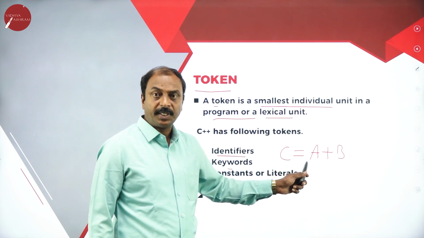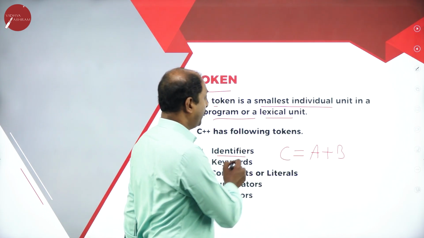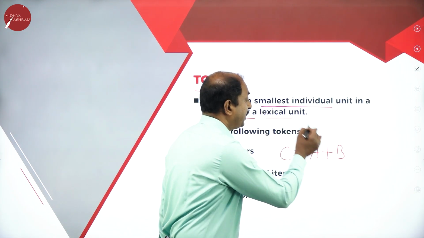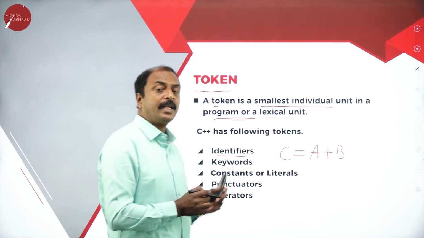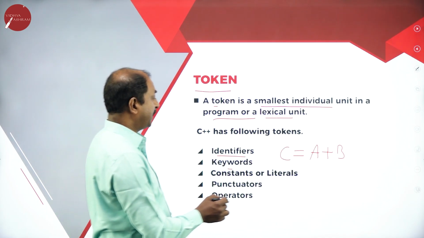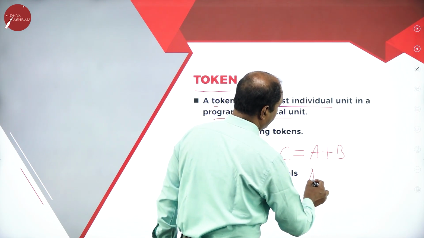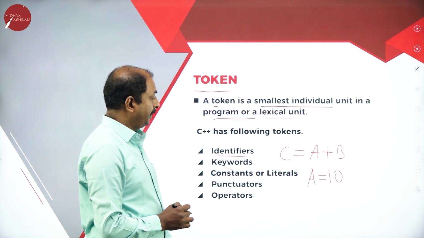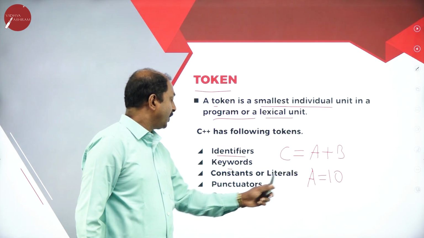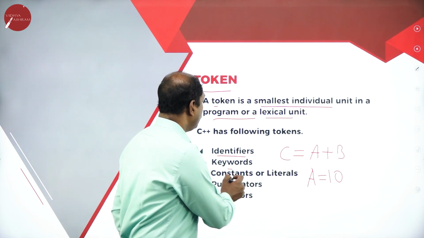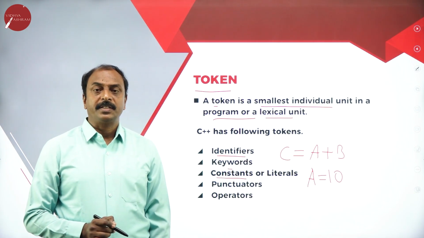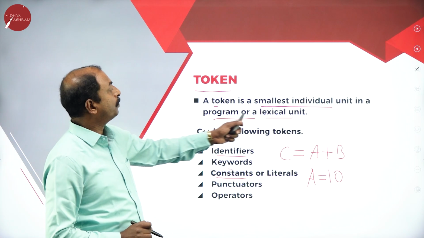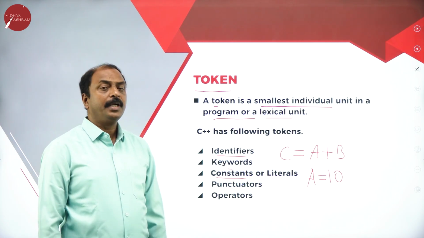That is why it is referred to as the smallest individual unit in a program. In this statement, C is an identifier, equal to is an operator, A is an identifier, plus is an operator, and B is an identifier. Suppose I write another statement like A equals 10. In this example, A is an identifier, equal to is an operator, and 10 is called a constant. So these are different tokens we use in a program. This is the smallest individual unit in a program.